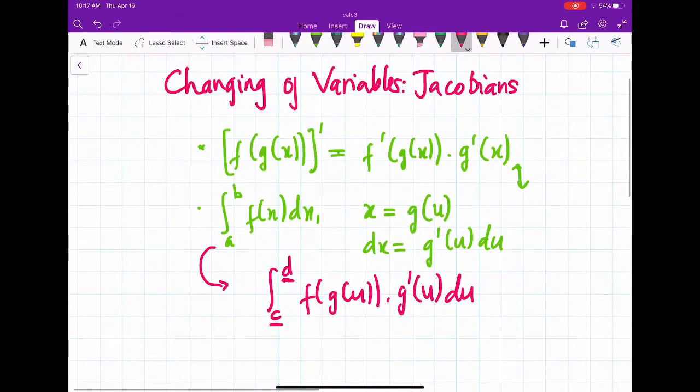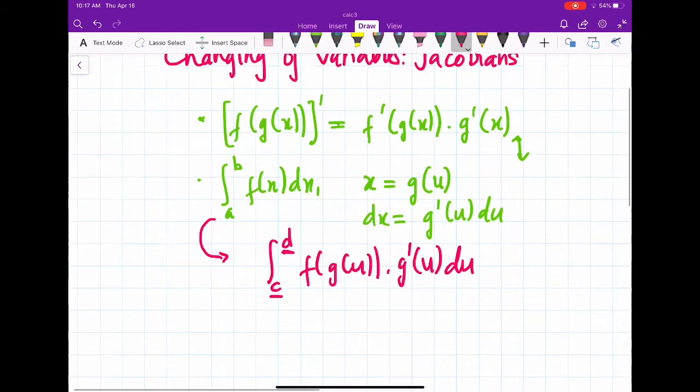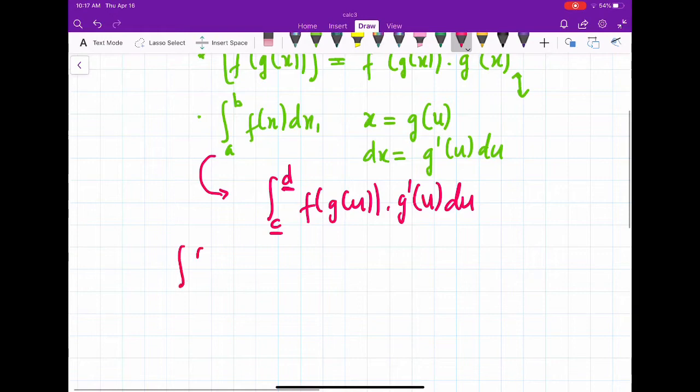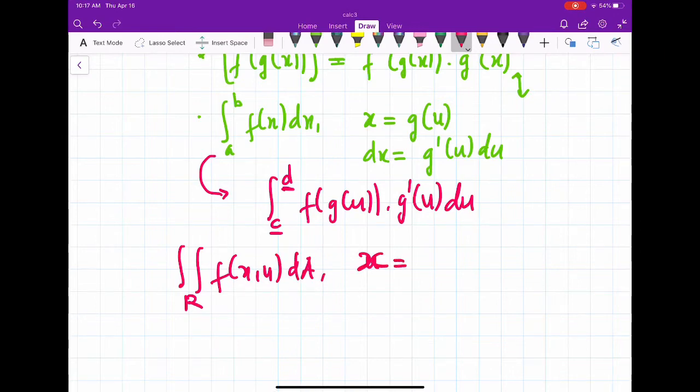But now, if you have a function of 2 or 3 variables, how can we change that? Suppose that you have some double integral over some region R of f of x and y dA. And your function x depends on new variables u and v, and y is also a function of u and v, right? And you want to change the variables.